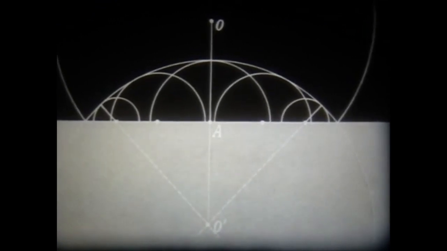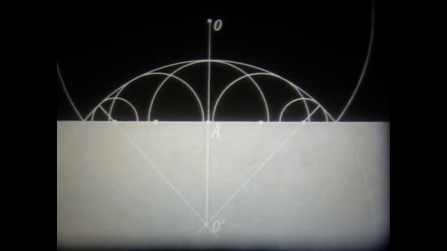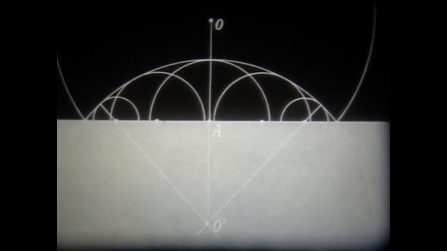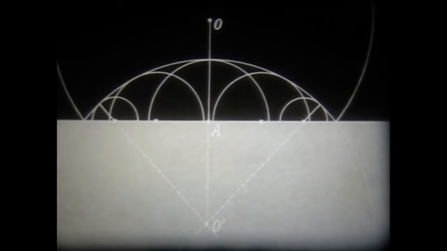It is not difficult to prove that segments AO and AO prime are equal. Therefore, the image of the point formed by a flat mirror is symmetrical to the point itself with respect to the mirror surface.